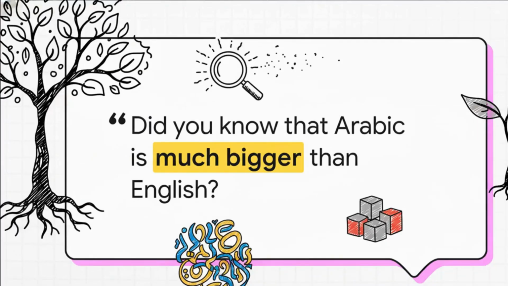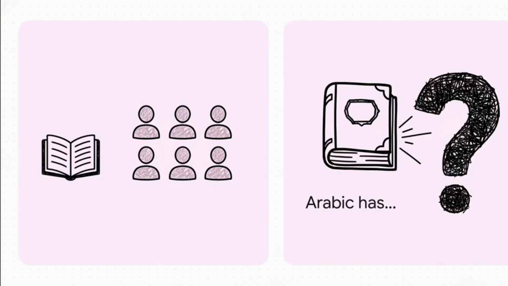So check this out. Did you know that Arabic is much bigger than English? I mean, that's a pretty bold statement, right? Much bigger? What does that even mean? Especially when we're just talking about these tiny little words. All right, look at this. You've got English on one side with our nice, neat little six, and then you have Arabic over here with a big old question mark. Seriously, take a second. Take a guess. What number do you think is hiding behind there?